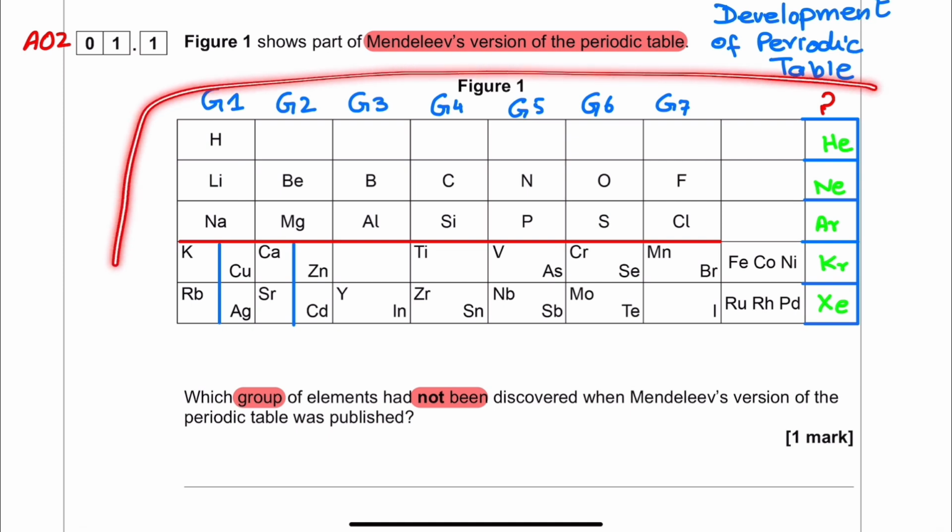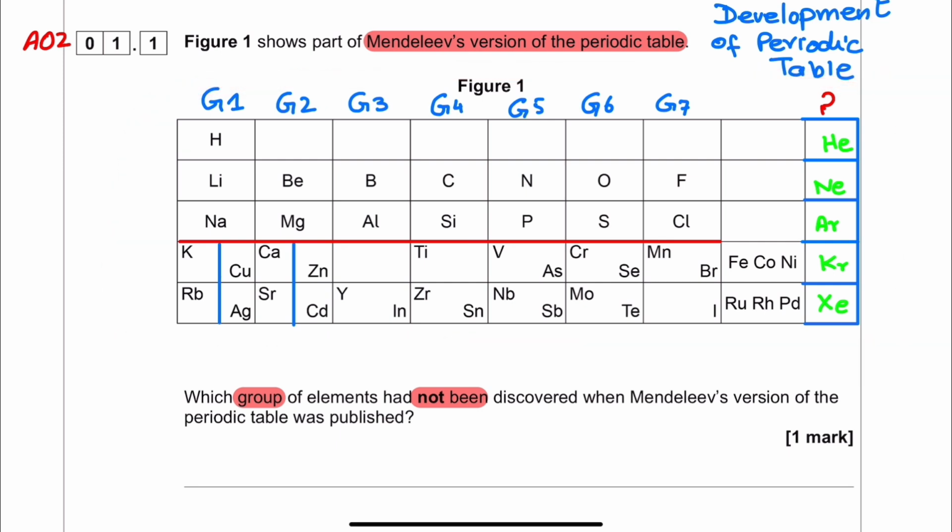It is a sample periodic table developed by Mendeleev. At the time of Mendeleev, the noble gases were not discovered. Noble gases were discovered by the end of the 19th century, whereas Mendeleev's periodic table was developed in 1869. There was no concept of noble gases at the time. So the group of elements which was not discovered when Mendeleev's periodic table was developed is the noble gases, or group number 0.